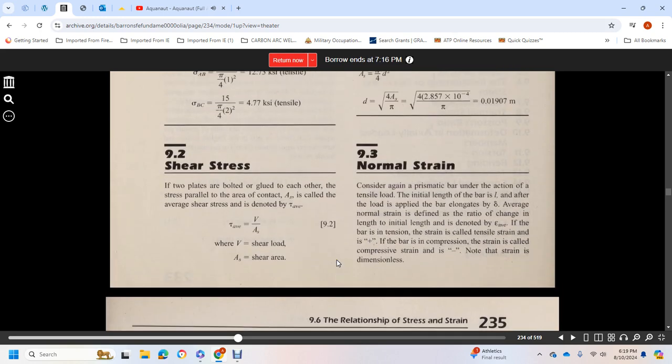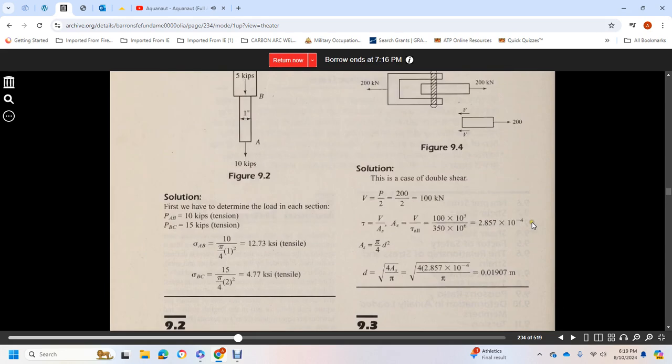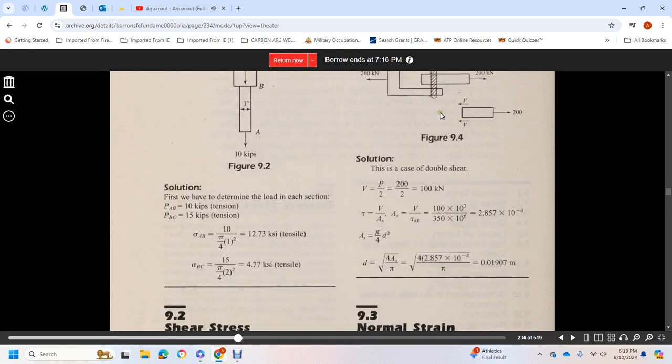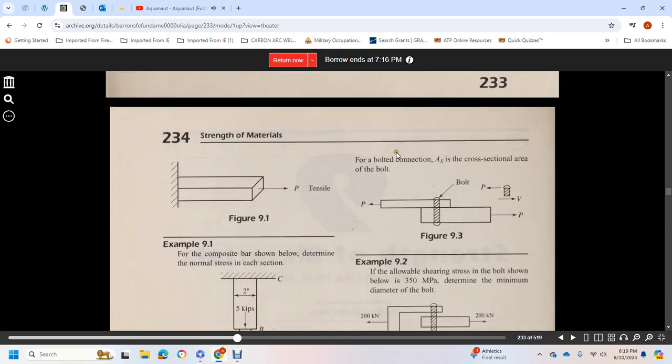9.2 Shear stress. Consider two plates glued to each other. The stress parallel to the contact area is called shear stress. The average shear stress is equal to the shear load over the shear area. For a bolted connection, the shear stress is the load over the cross-sectional area of the bolt. Figure 9.3 shows the bolt.